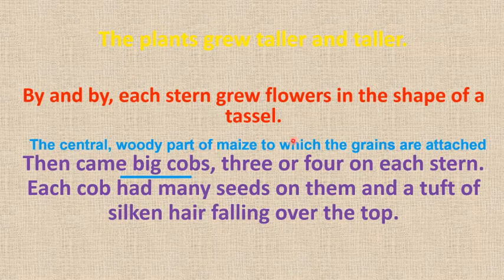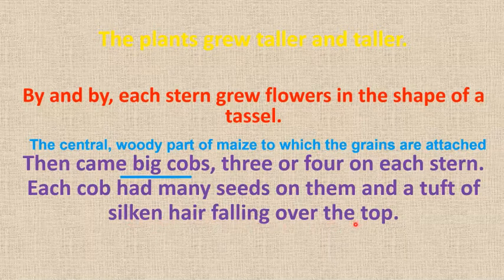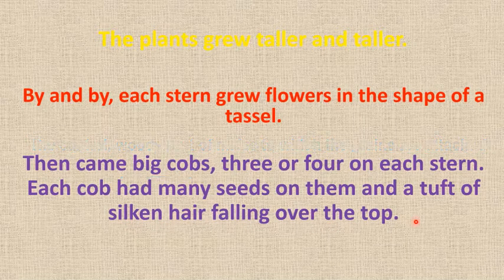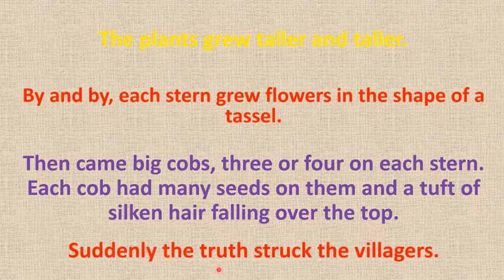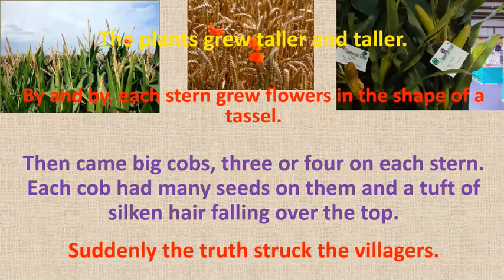The central woody part of a maize to which the seeds are attached. See, in the maize, there will be falling hair also, no? Those threads will be found there, no? You'll find that all are silken hair falling over the top. Now, suddenly, the truth struck the villagers.